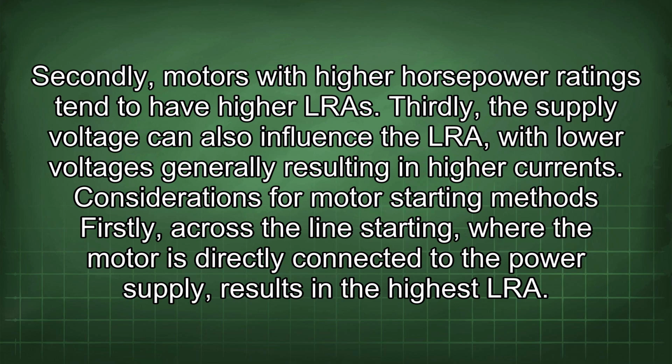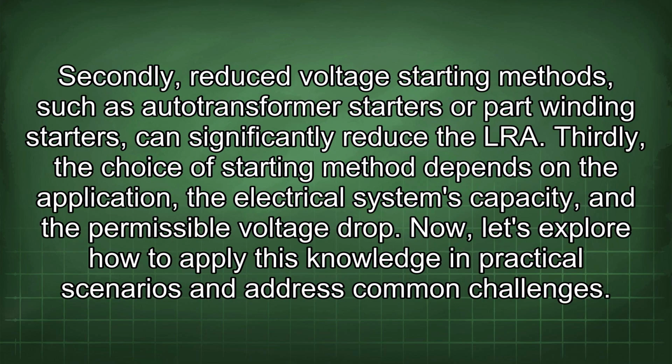Considerations for motor starting methods: firstly, across-the-line starting, where the motor is directly connected to the power supply, results in the highest LRA. Secondly, reduced voltage starting methods, such as auto-transformer starters or part-winding starters, can significantly reduce the LRA. Thirdly, the choice of starting method depends on the application, the electrical system's capacity, and the permissible voltage drop.